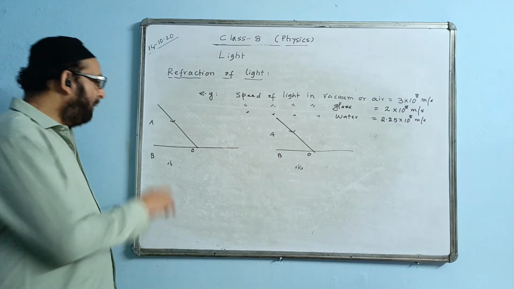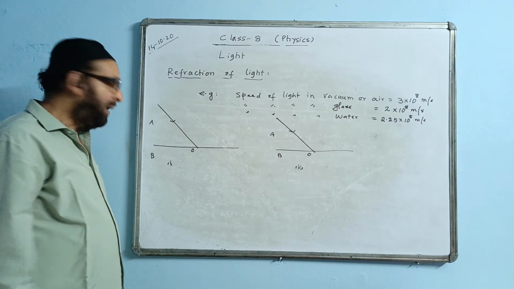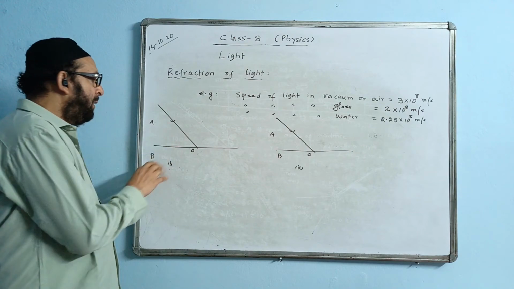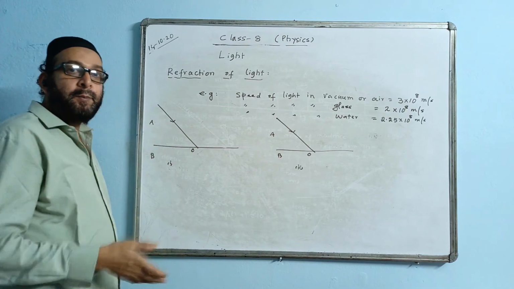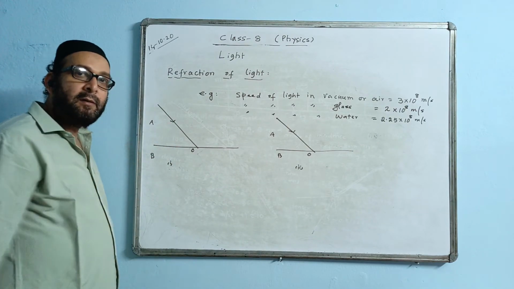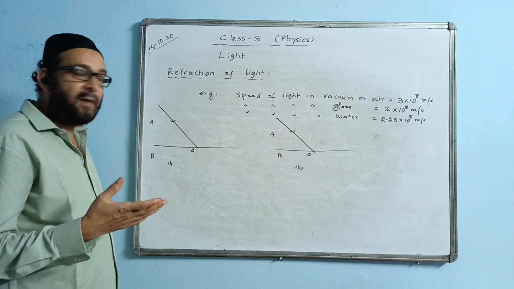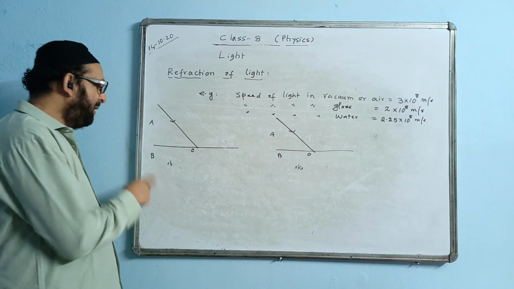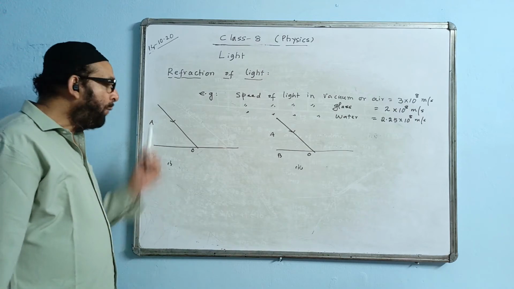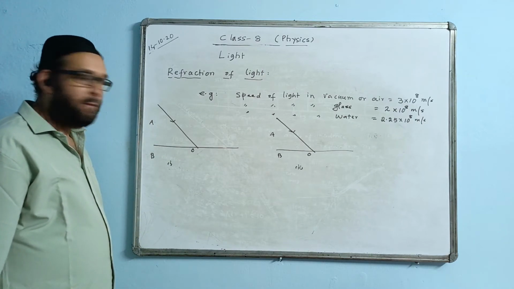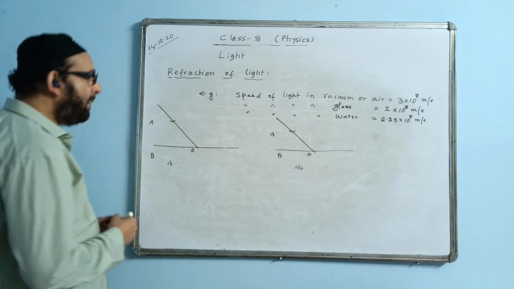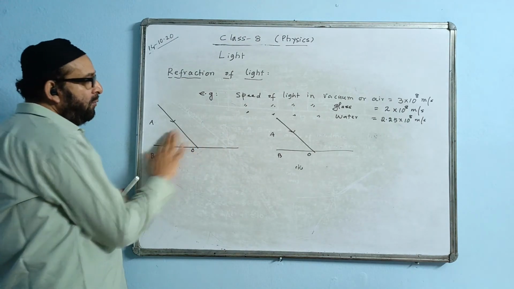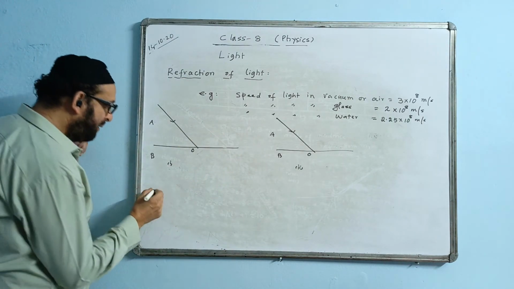In diagram 1, once again the question is: in diagram 1, the light speeds up in medium B. Light is speeding up, that means the speed of light is increasing in medium B. Copy and complete that diagram. So how do you do it? How will you complete it? The question will be only this much. Now I will write the answer here.